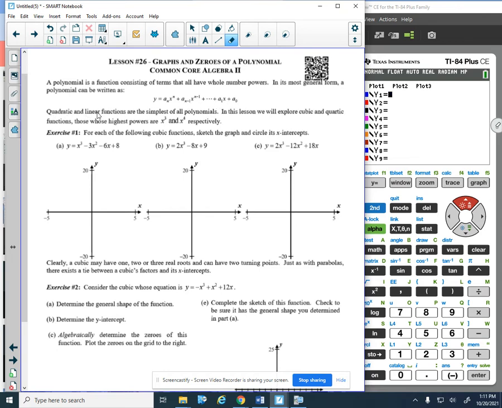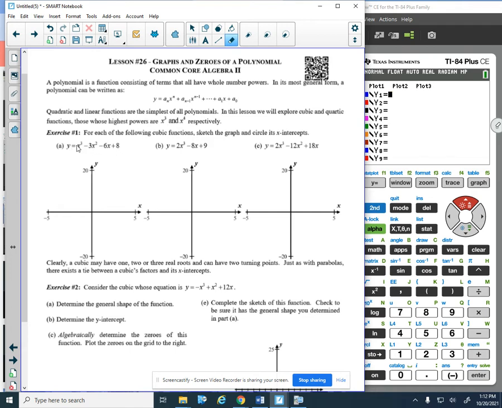We worked with quadratic and linear functions. They're the simplest of polynomials, with 2 as the biggest exponent for quadratics and 1 as the biggest exponent for linear functions. And here we're going to look at cubic and quartic functions with the highest powers of x cubed and x to the 4th, respectively. So I am going to graph each of these.